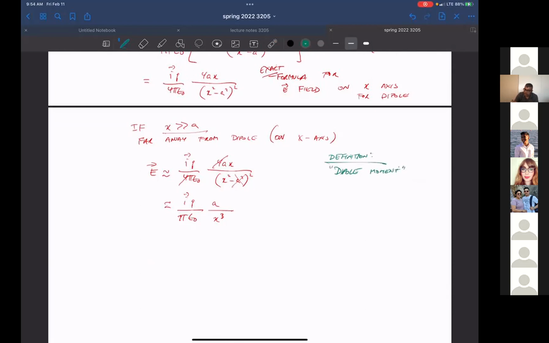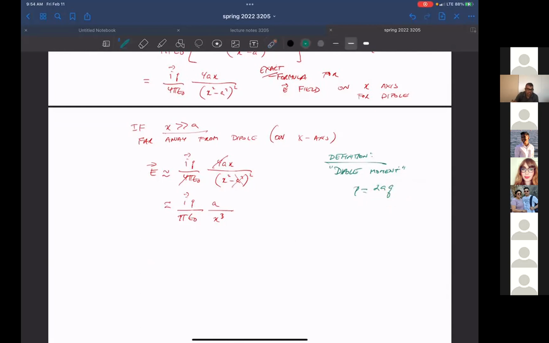And that's defined. So P is 2aQ. Remember, a dipole has two charges that are equal and opposite. So that's the charge of the dipole, and they're separated by a certain distance 2a. So the dipole moment is the charge times the separation. It's a dipole moment.